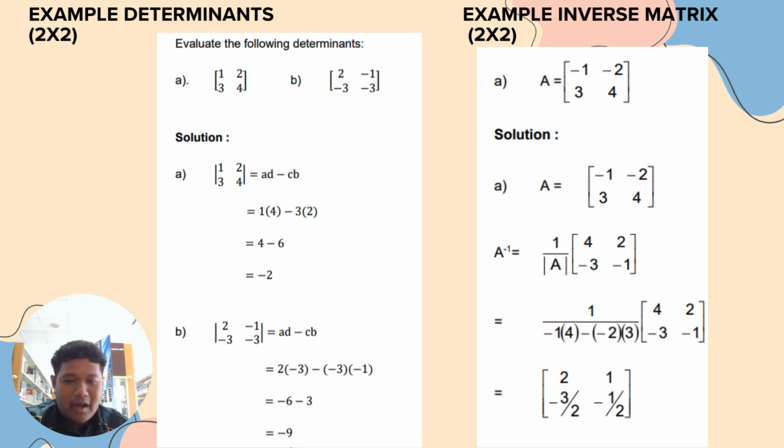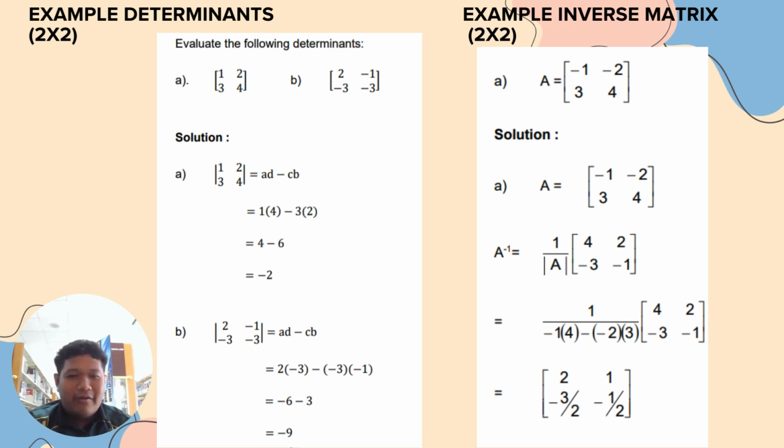Next is question B. The same method we can use like question A. The first one is we must multiply the value of A with D and minus the value C multiplied with B. So the equation is 2 multiplied with negative 3 minus negative 3 multiplied with negative 1. So the value is negative 3 minus 3, and the final answer is negative 9.